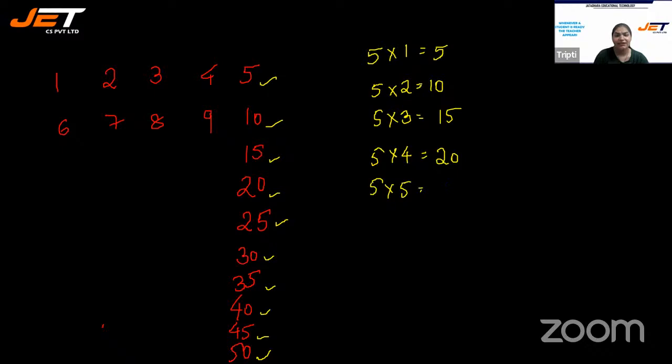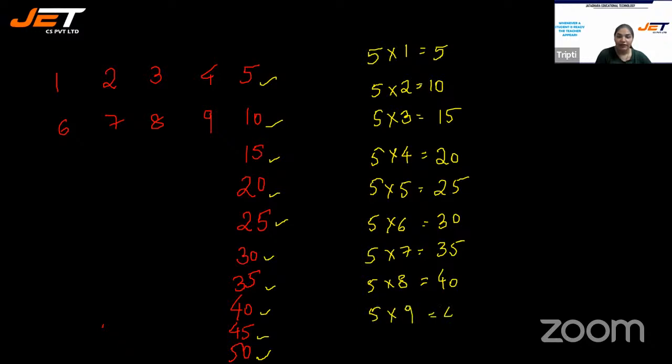And this is also, you can say, skip counting. 5 times 5 is 25. 5 times 6 is 30. 5 times 7 is 35. Then we have 5 times 8 is 40. 5 times 9 is 45. And 5 times 10 is 50. This is the multiplication table of number 5, or you can say you have to skip count by 5. That's how it goes.